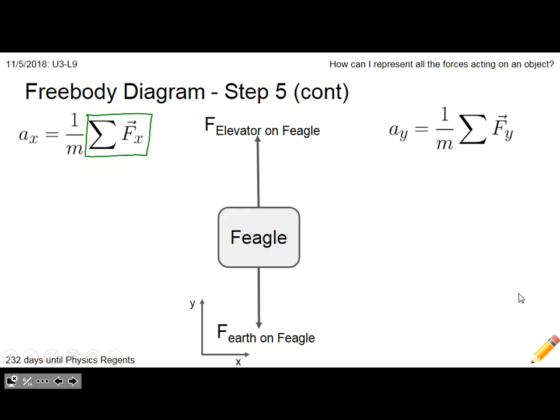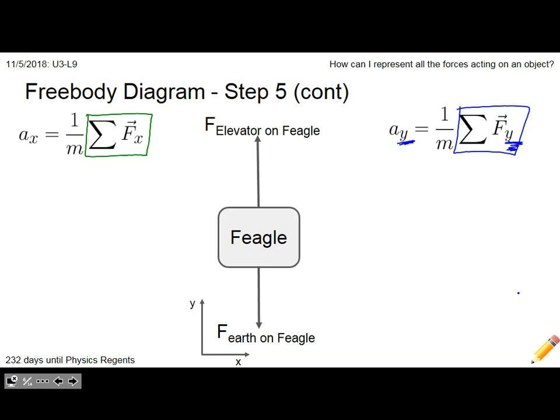Likewise, you'll notice this piece has add up the forces in the y direction, and that'll tell you the y acceleration. Right? So if you think back to our projectile motion, we had one acceleration in the vertical, but no acceleration in the horizontal. They could be two separate numbers.